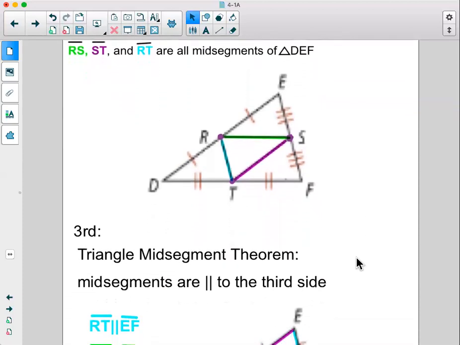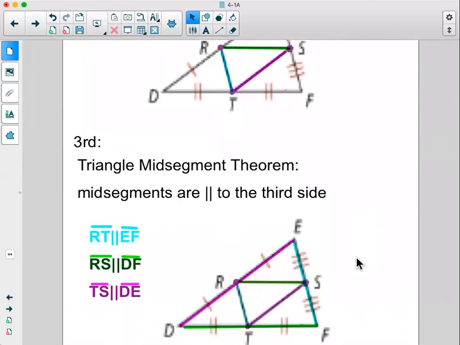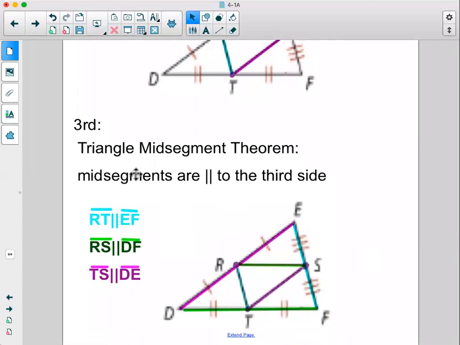The next thing we do is we apply our midsegment theorem. Specifically, we apply the part that states that if it's a midsegment, we know it's going to be parallel to the third side. So RS touches these two sides, so RS is parallel to DF in green. We know midsegment ST touches these two sides. It doesn't touch this side, so we know ST is parallel to DE, purple. And we know midsegment RT touches these two sides, doesn't touch this side, so RT is parallel to EF.